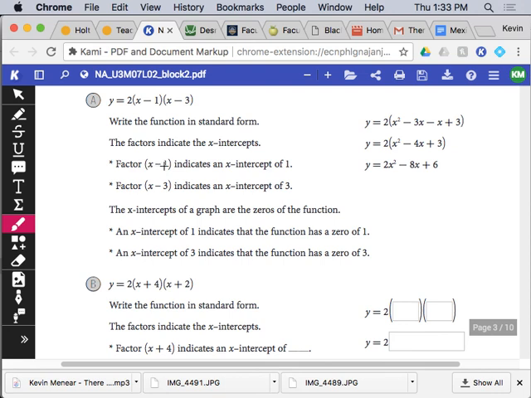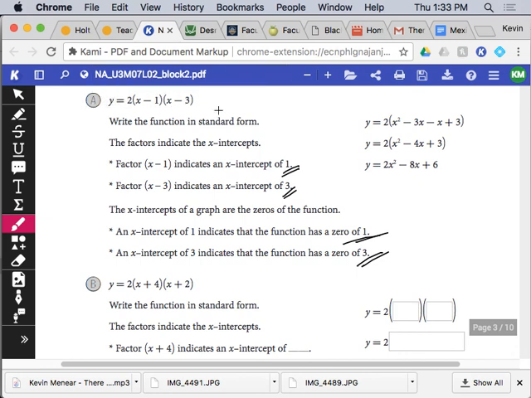So the first thing is find the x-intercept for x minus 1. Well, that is positive 1 because you flip the sign. And for x minus 3, it's positive 3. But if it's got an x-intercept at 1 and at 3, then that indicates that it has a zero at 1 and at 3. Does that make sense to you guys? So that's just right there. You don't have to do anything. You just have to look at it and understand how to interpret it.